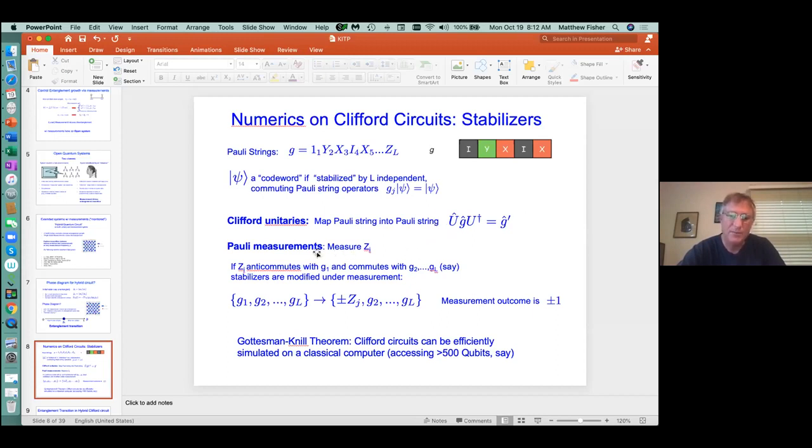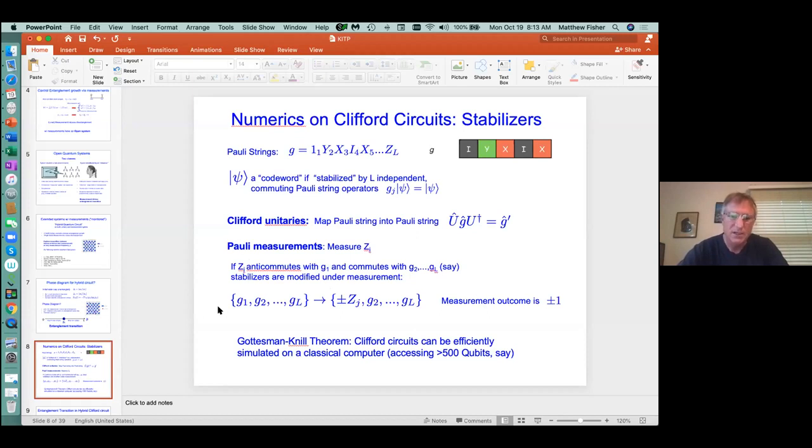One can also make Pauli measurements within these Clifford type circuits. So for example, if we measure the Z component of, I guess, the jth spin, if Zj, the Pauli operator, anti-commutes with, let's say, one of the stabilizers, G1, and commutes with the others, the stabilizers are modified appropriately under the measurement, with G1 replaced by plus or minus Zj, where the measurement outcome is plus or minus 1.